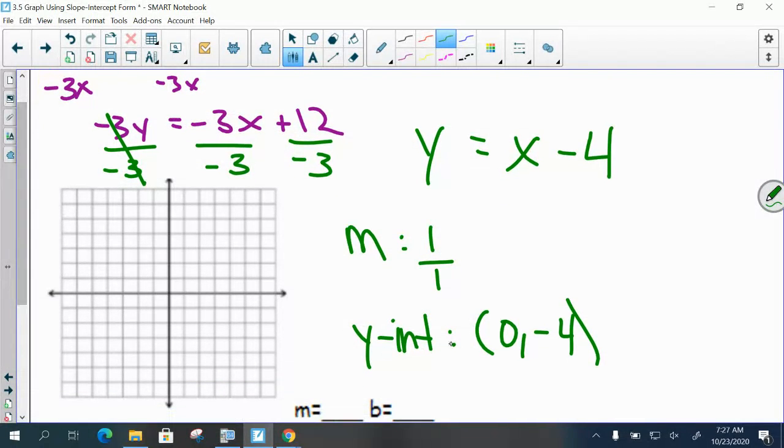The first step is to plot the y-intercept, which is (0, -4). And then you would use your slope to get another point. So you could go up 1, over 1, up 1, over 1. Okay, this is what we would call a diagonal line when it has a slope of 1. You can go down 1, over 1. Okay, you don't have to make all of these points, but at least make a couple.